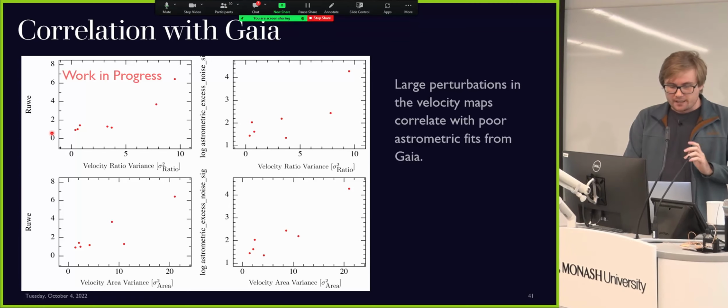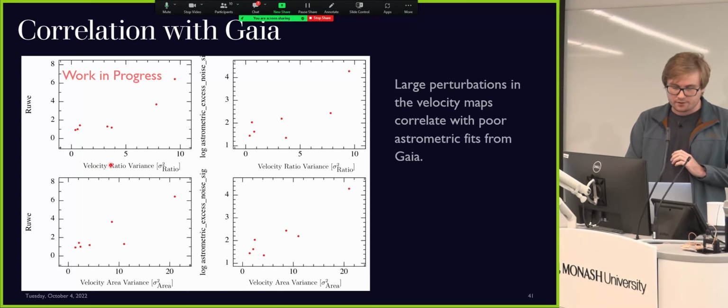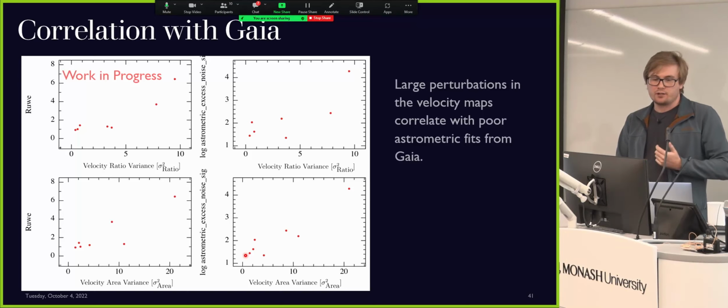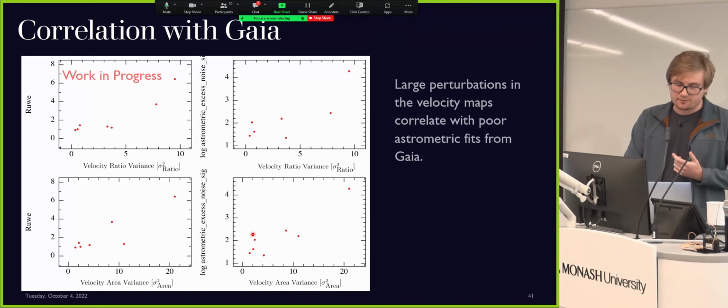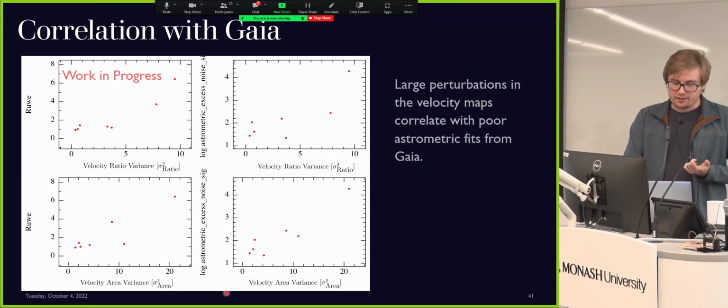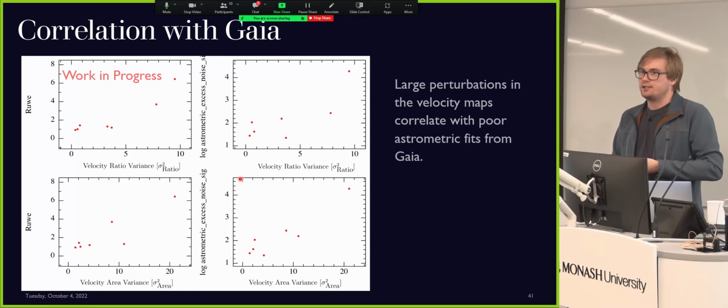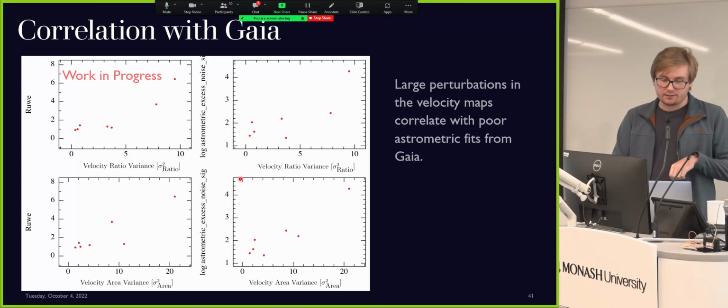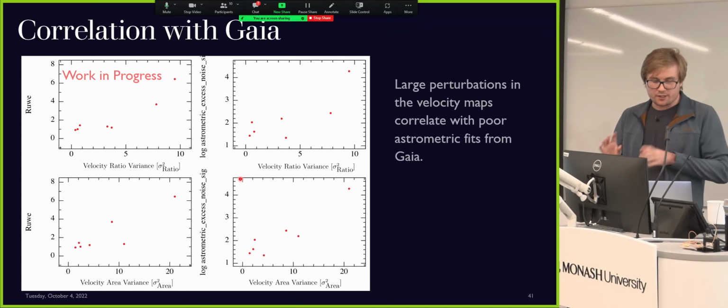But here anyway is what my criteria look like, on the bottom right, on the bottom panel. This is the ratio quantity and the area quantity, and these are versus the astrometric fit provided by Gaia. A large value of this astrometric fit indicates that it's a poor fit. So the higher you are on this axis, the more inconsistent the star is with being a single star, so it's more likely to be a binary. And we can see that the criteria from the velocity maps correlates quite strongly with what Gaia sees.